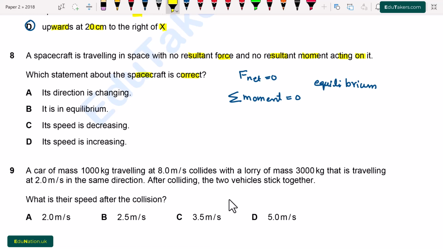Now we see the options. Option A, its direction is changing. B, it is in equilibrium. So option B is correct.